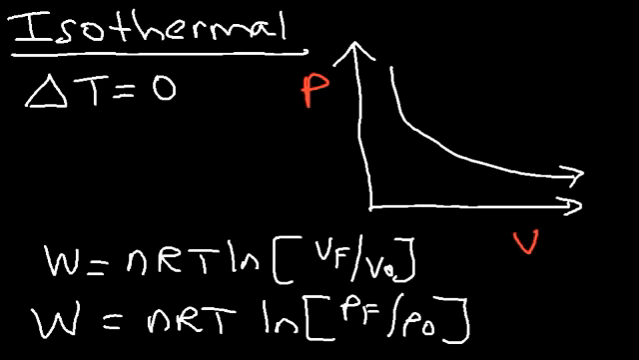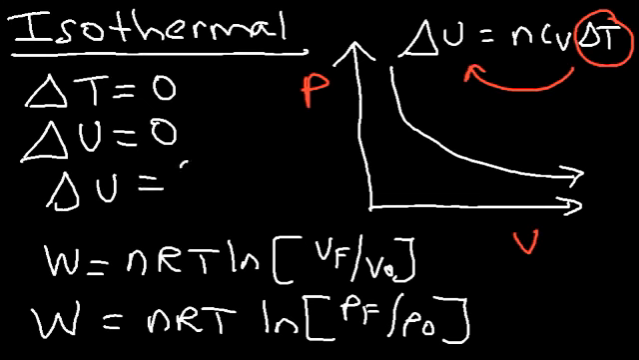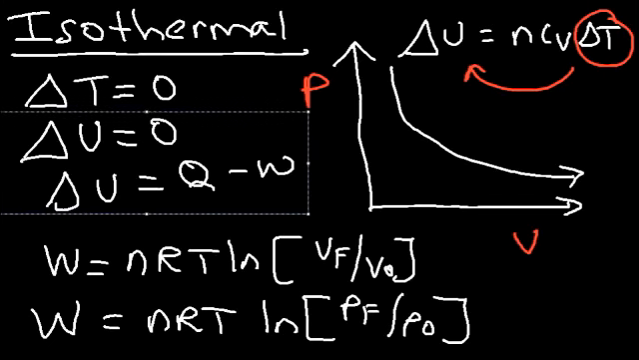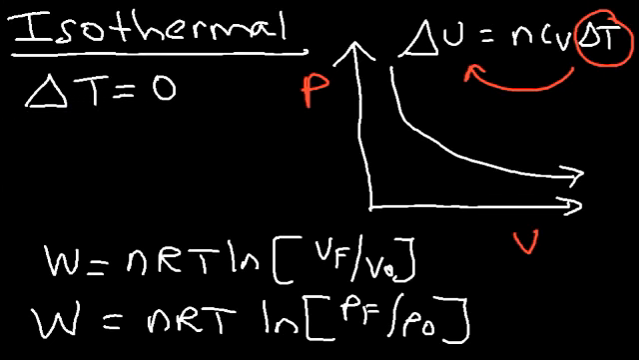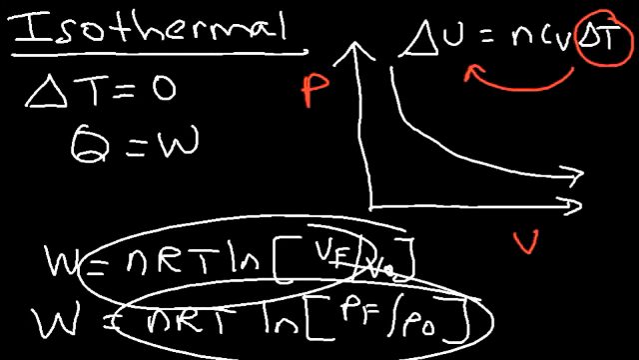Now, because the change in temperature is 0, that means delta U is equal to 0. Keep in mind, delta U is nCv delta T. So if this part is equal to 0, the whole thing is equal to 0. Now, if delta U is equal to 0, and delta U is Q minus W, that means Q minus W is equal to 0, which means Q is equal to W for an isothermal process. So you can also find Q using any one of these equations since it is equal to W.